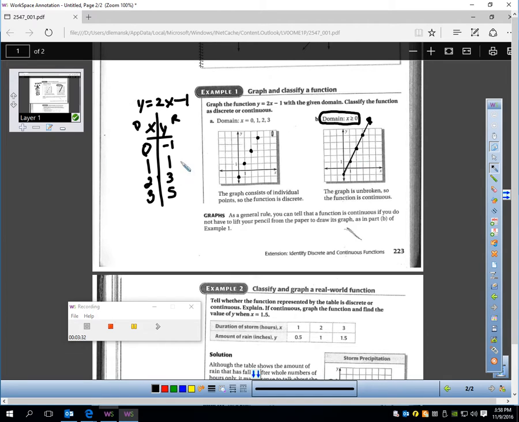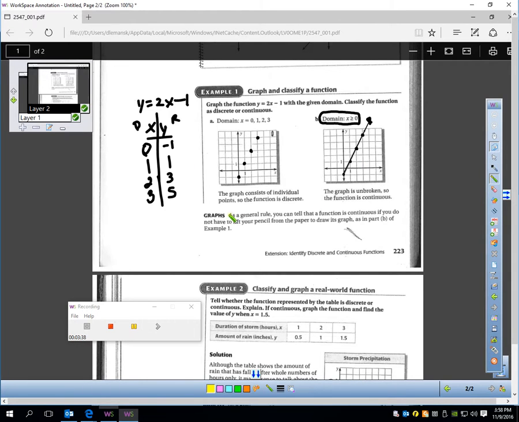Now, as a general rule, and this is something I think you should get in your notes, you can tell if a function is continuous if you do not have to lift your pencil from the paper to draw it. Okay, like this is obviously discrete. I'm lifting my pencil, plotting a point, lifting it, plotting a point, lifting it, plotting a point. Here, I'm just drawing a ray. Okay, that's a little different situation. That would be continuous versus discrete.